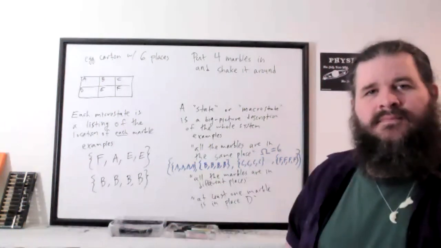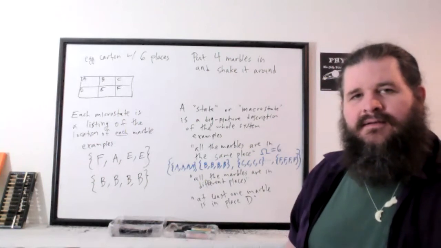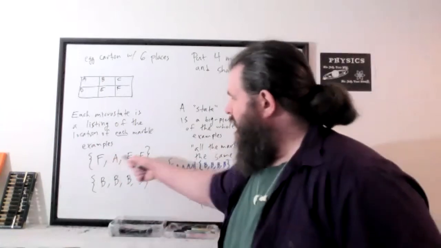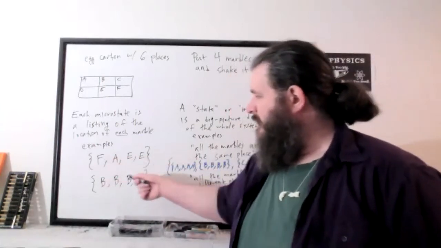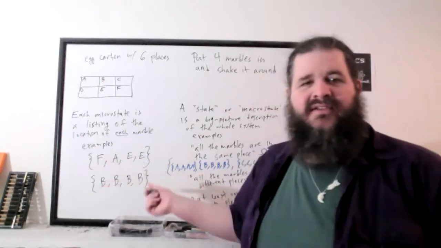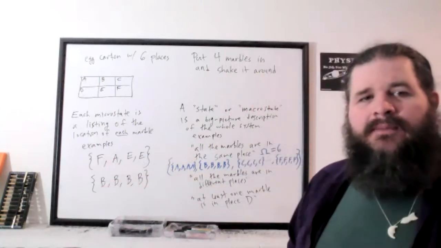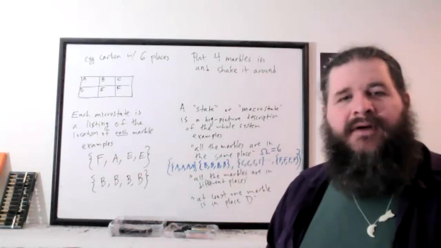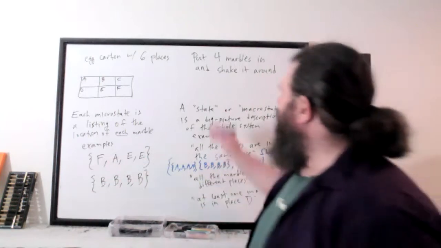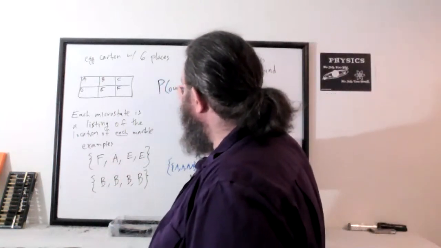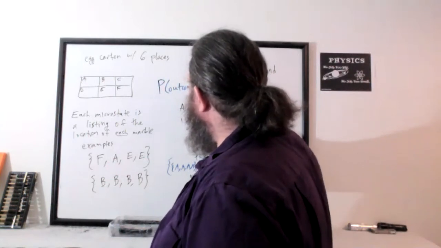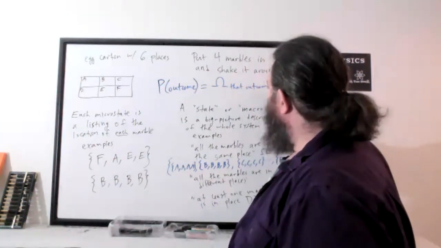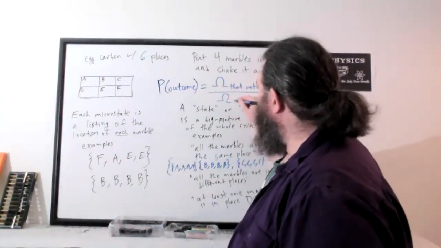You'd have to find the total number of microstates, and you could divide. Exactly. Because we're assuming here that each microstate is equally likely. FAEE is exactly as likely as BBBB, which is exactly as likely as CCCC, and so on. So that means the probability depends entirely on how many microstates are associated with that outcome as a fraction of the total number of microstates. In general, probability of some outcome equals number of microstates for that outcome divided by the total number of possible microstates.